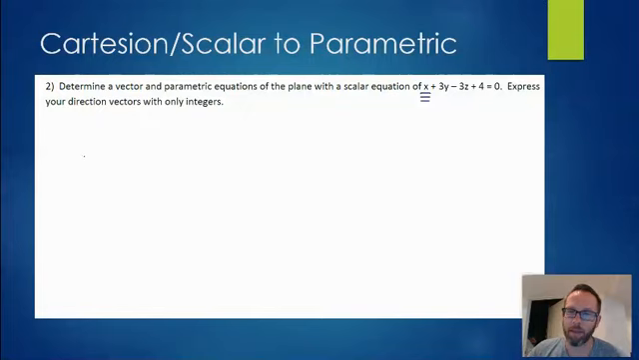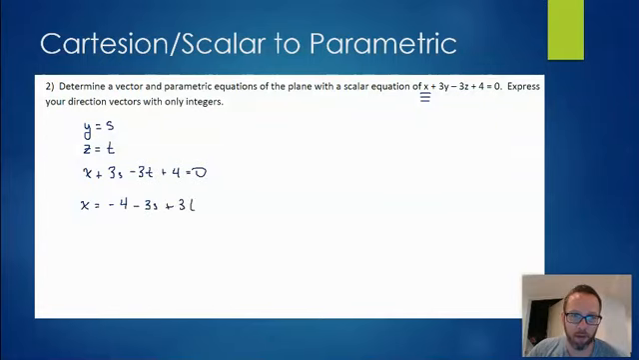But because the x is isolated there, it actually would make more sense for us to have two parametric equations. Let's let y equal s, and let's let z equal t. And let's make that two of our parametric equations. Because then the Cartesian equation becomes x plus 3s minus 3t plus 4 equals 0. And rearranging that, we get a parametric equation for x, negative 4 minus 3s plus 3t. And combine that with y equals s, z equals t.